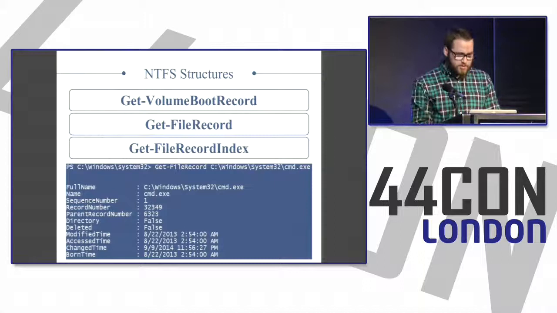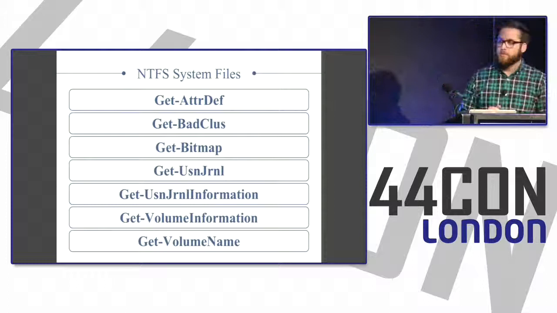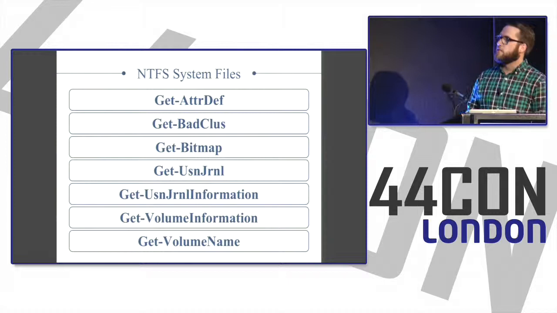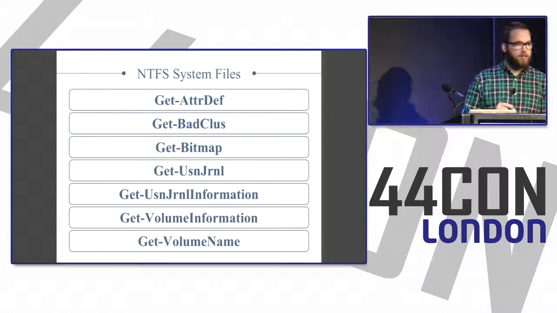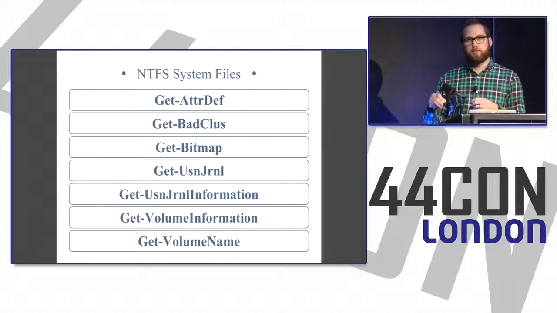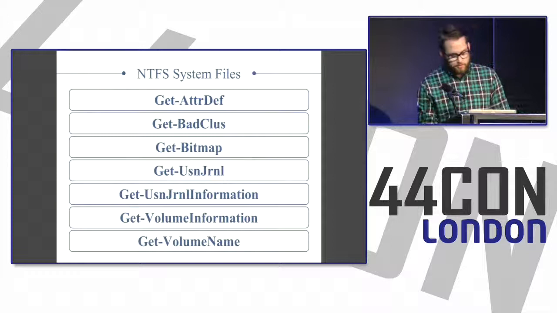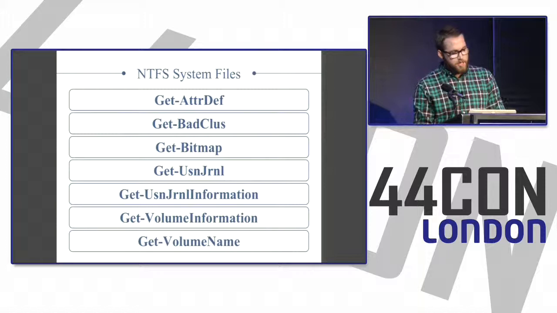That might be useful when you're looking at things like system files or files that are not necessarily addressable via path. Then NTFS has a number of different system files, which, like I said, I'll talk about more in depth tomorrow. But you can get all of these different things. The attribute definition, which talks about different MFT attributes; the bad clusters, which is basically a bit array that tells you what clusters on the hard drive are bad; Get-Bitmap, which allows the file system to keep track of what clusters are in use by the file system. And then Get-UsnJrnl, which is the update and change journal. I'll really show that in my demo because that's a pretty important forensic artifact. Get-UsnJrnlInformation, which is metadata about the USN journal. And then volume information and volume name, which are basically pieces of metadata about the overarching logical volume, so like the C drive in a lot of cases.